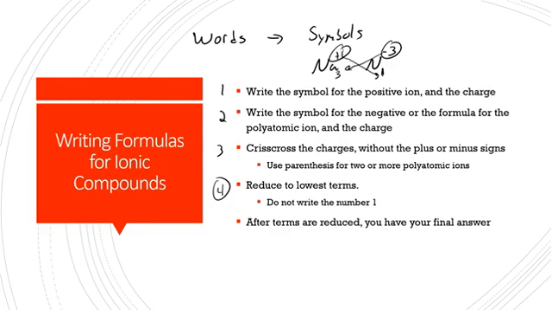So like our final answer for the symbols for sodium nitride would be Na3N. Anytime we have a 1, we don't have to write it. Not too bad. Let's look at a few examples.